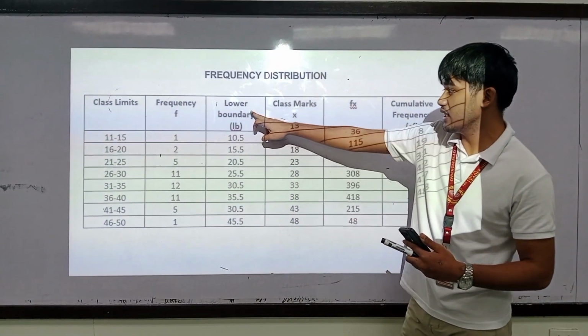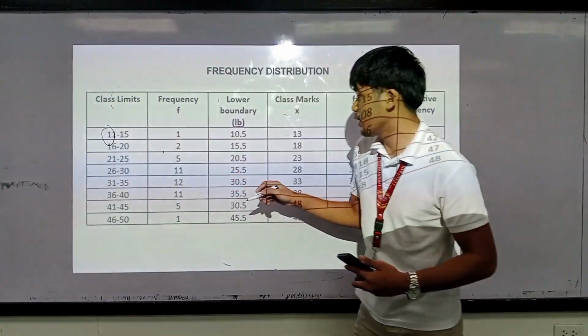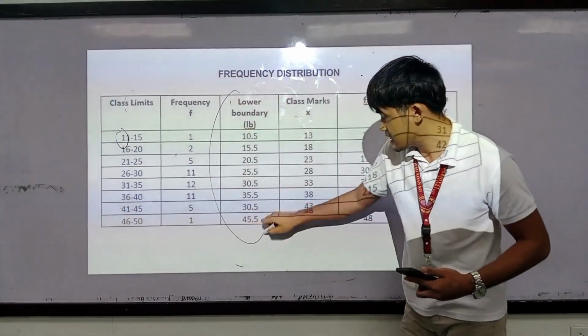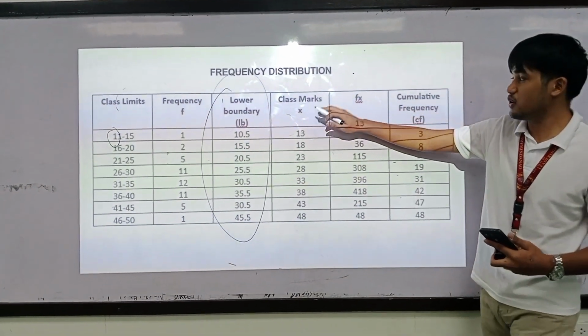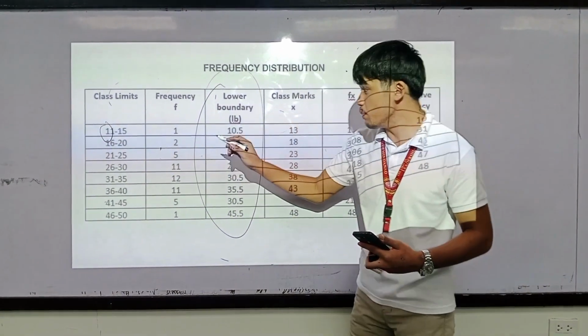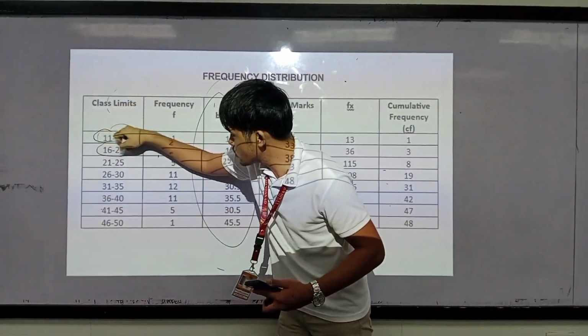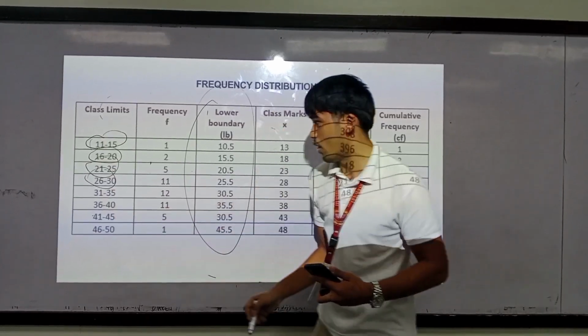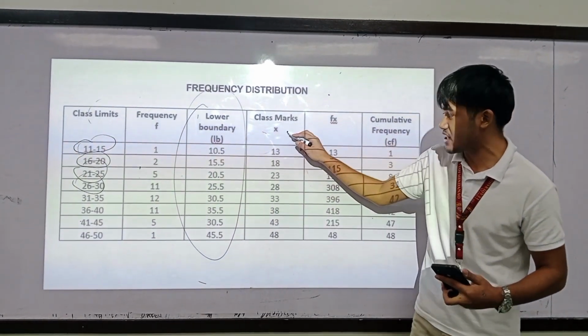So in order to get the lower boundary, we will just need to subtract 0.5 from this value in order to get this value. Okay, so in our class marks, in simple words, we will just need to get the mean of this one, this one, this one, this one, and so on. So if you have the mean of that one, then we will just put it in our class marks.